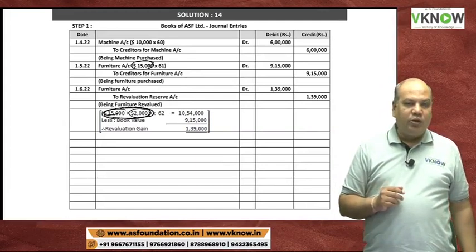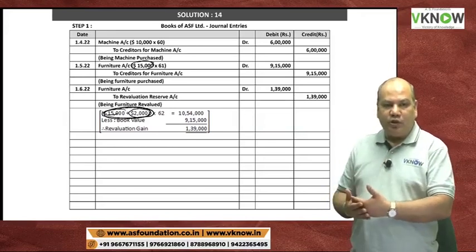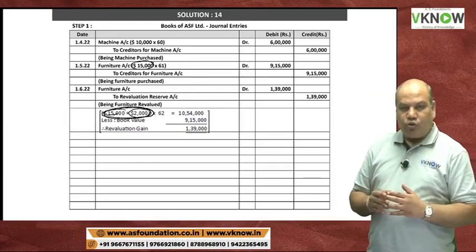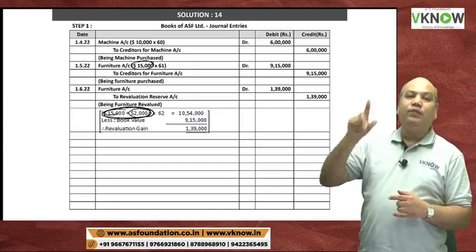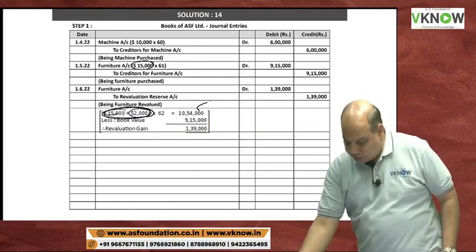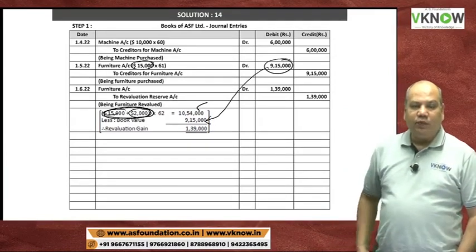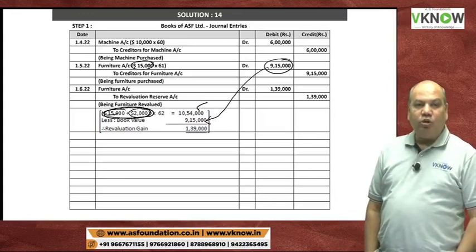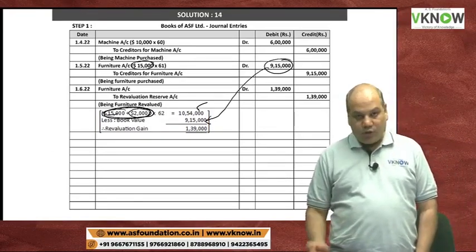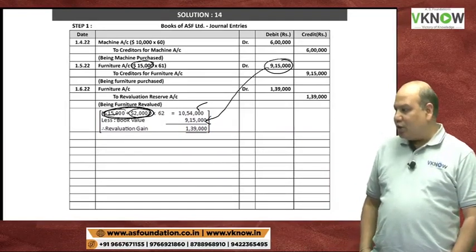What is your AS-11 saying? In case of a non-monetary asset carried at fair value, apply the rate of exchange when fair value is determined. So fair value is determined on 1st of June. So you will apply 62 rupees on the entire furniture. That is 17,000. That comes to 10,54,000 minus book value, your existing value 9,15,000. So book value was 9,15,000, but now this furniture, which is a non-monetary asset carried at fair value, will be measured at 10,54,000, and therefore the difference is 1,39,000.